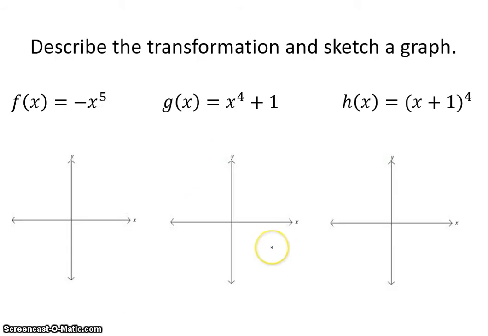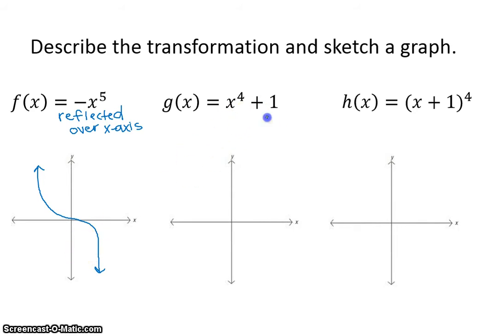Describe the transformation and sketch a graph. On this first one, we're still sticking with x to the fifth, but that negative out front means it's reflected over the x-axis. And do bear with me, I'm using this device and trying to graph, so these are not going to be the prettiest graphs, but something like that.